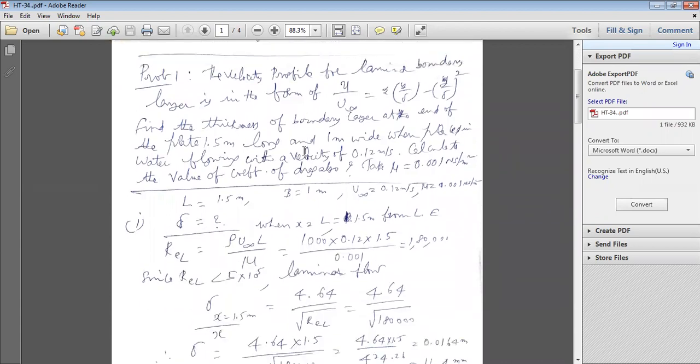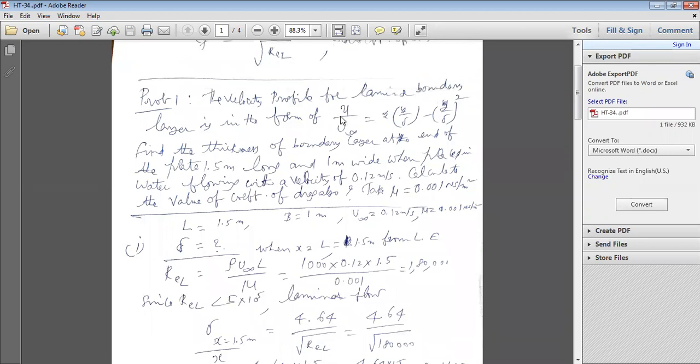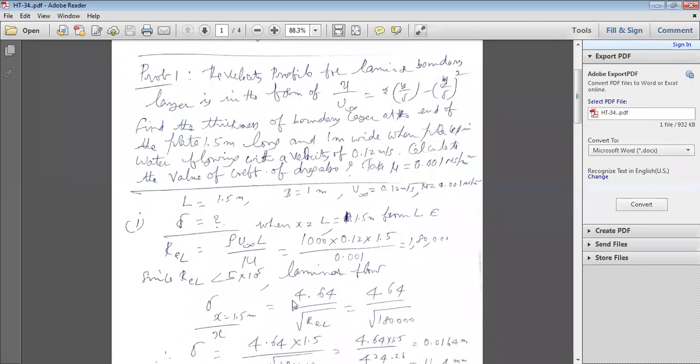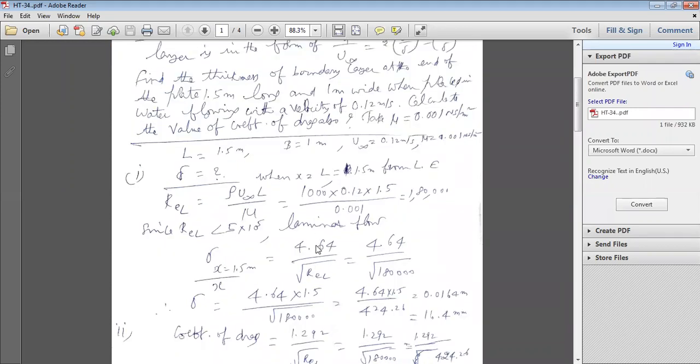So here, flat plate and velocity distribution, this is the form. Even though it is slightly different, you can directly use the boundary layer thickness formula: delta by x is equal to 4.64 divided by square root of REX. This value may be slightly different, but you can take this value directly.